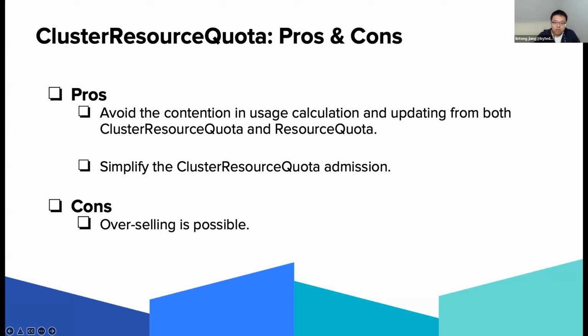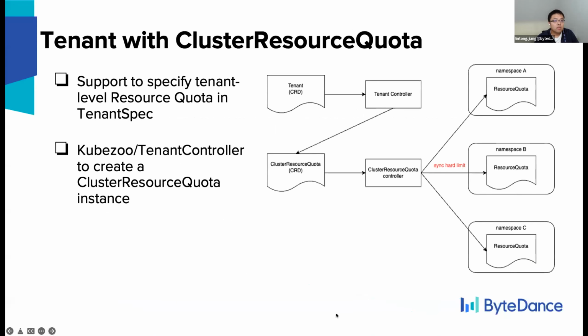We try very hard, and we can have some alert, or we can introduce an extra allocated field to aggressively prevent the overselling. But I think it's just a trade-off between either overselling or underselling. So much for the cluster resource quota itself.